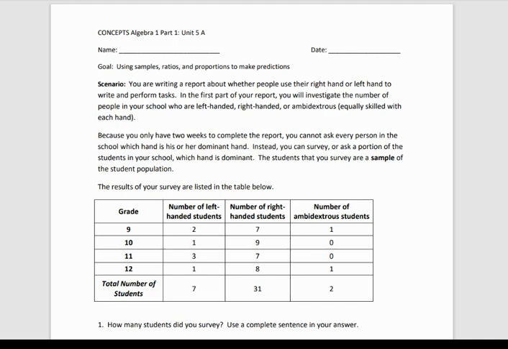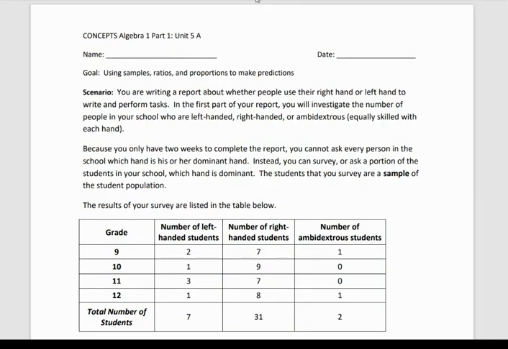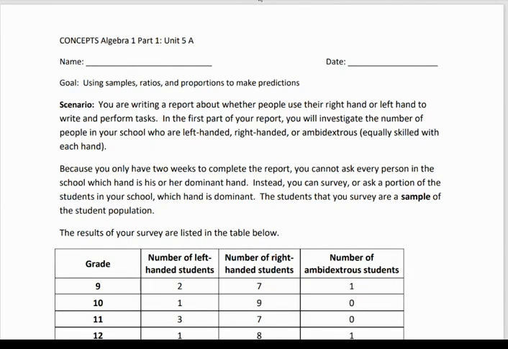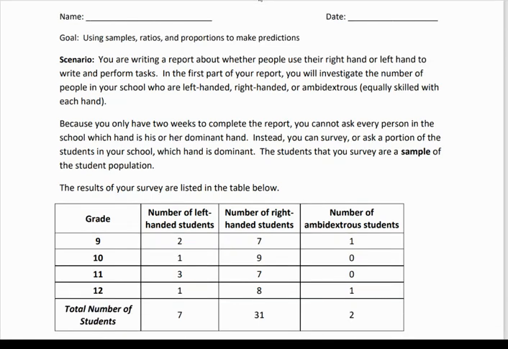Who's heard of that word ambidextrous before? Okay, ambidextrous means that you can use both your left and right hand. Because you only have 2 weeks to complete the report, you cannot ask every single person in your school which hand is his or her dominant hand. Instead, you survey or ask a portion of the students, and that survey gives you a sample of the student population. So again, a sample is a portion of the population.